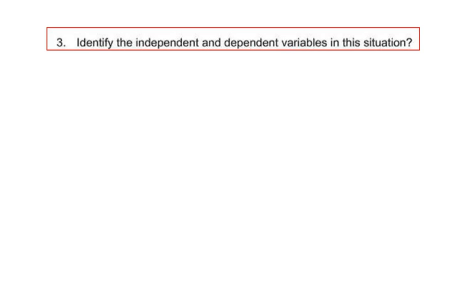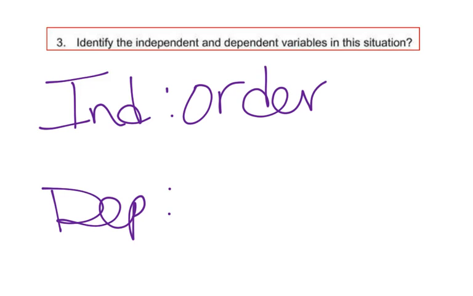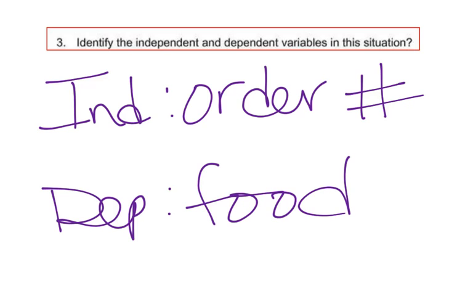Number 3, identify the independent and the dependent variables. Remember, independent and dependent want words. And if you go back and look at what it's talking about, independent's the x, it's going to be on the left, it's the first. For this one, it is the order number that you use. And the dependent is the food or the meal that you're going to get.